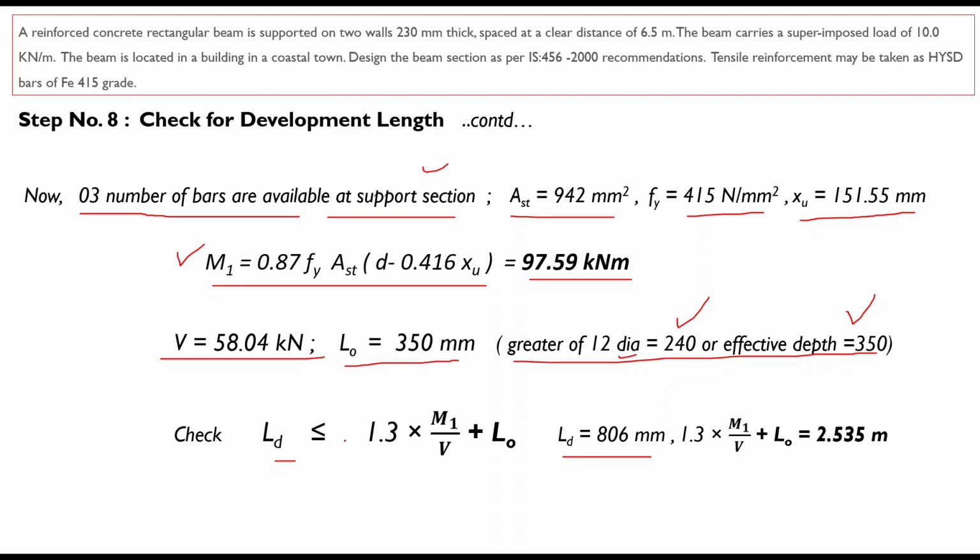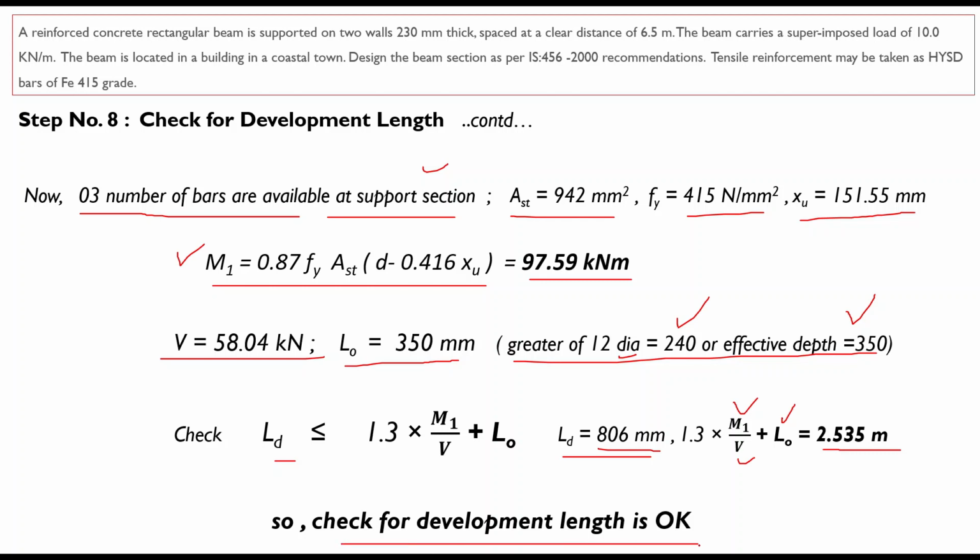Let us check whether it is less than or greater than or equal to. By putting the value of M1 here, the value of V here, as well as L naught, we are getting 2.535. So it is very much clear that Ld 806 mm is less than 2.535. So we can say that this check for development length is also correct. It is okay as per the guideline of IS 456.